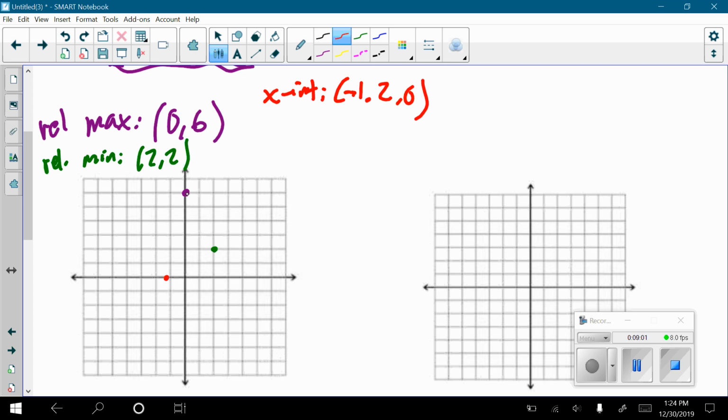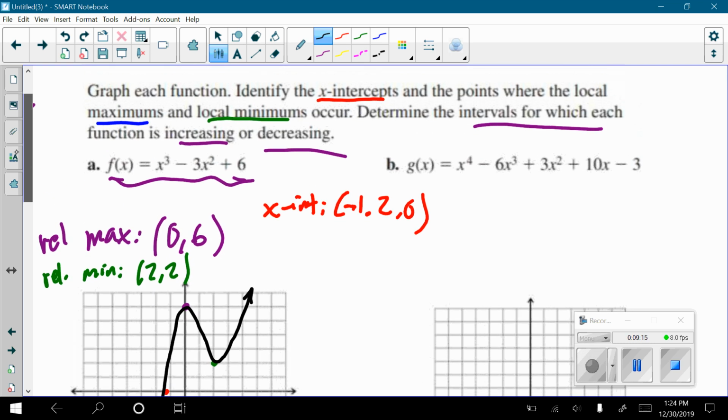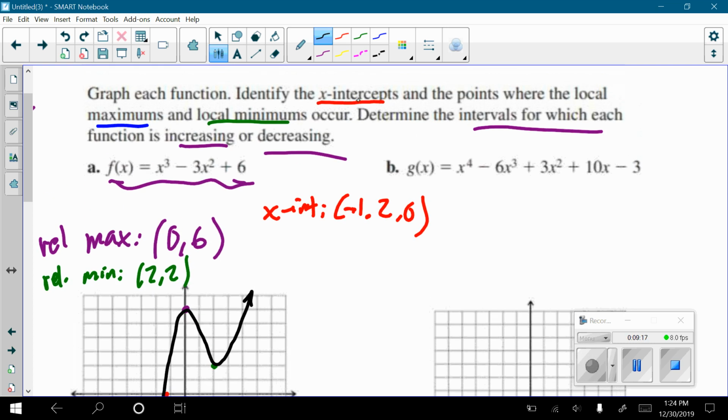I plotted a relative max, a relative min, and an x-intercept. I have the general shape of the graph, and so now I'm ready to sketch it. Let's go up and make sure that we're giving them everything they want. X-intercepts, check. Relative max, check. Relative min or local min, same thing, check.